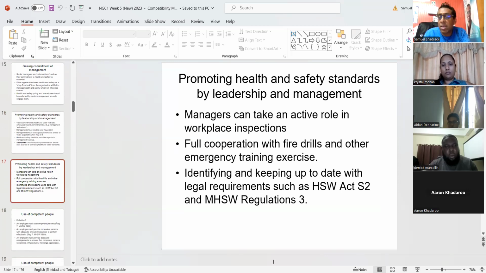Managers can take an active role in workplace inspection. They could have full cooperation with fire drills and other emergency training exercises. Identifying and keeping up to date with legal requirements, such as the HSW Act Section 2 or the Management of Health and Safety at Work Regulations, Regulation 3, that talks about doing a risk assessment.